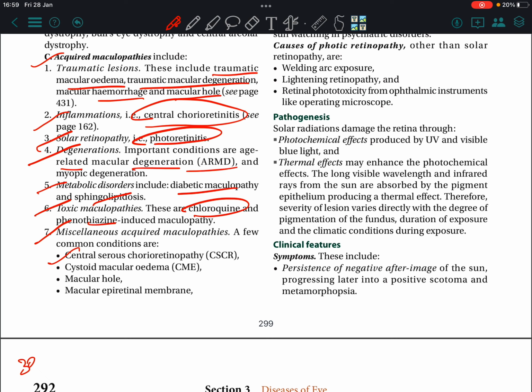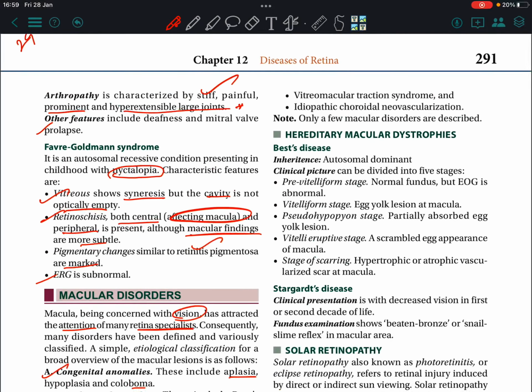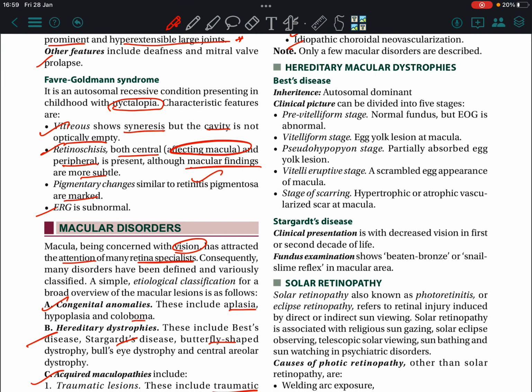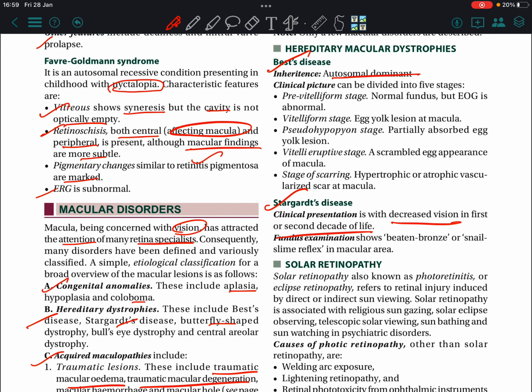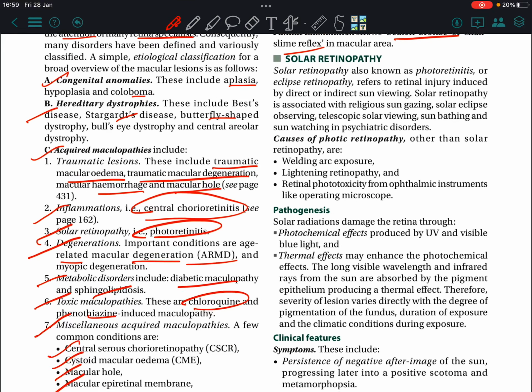A few common conditions are central serous retinopathy, cystoid macular edema, macular hole, macular epiretinal membrane, vitreomacular traction syndrome, idiopathic choroidal neovascularization, and hereditary macular dystrophies: Best's and Stargardt's, autosomal dominant. Clinical presentation is with decreased vision in the first or second decade of life. Fundus examination shows a beaten bronze, snail-like reflex in the macular area. Best disease stages: pre-vitelliform stage, vitelliform stage, pseudohypopyon, vitelliruptive stage, and stage of scarring.